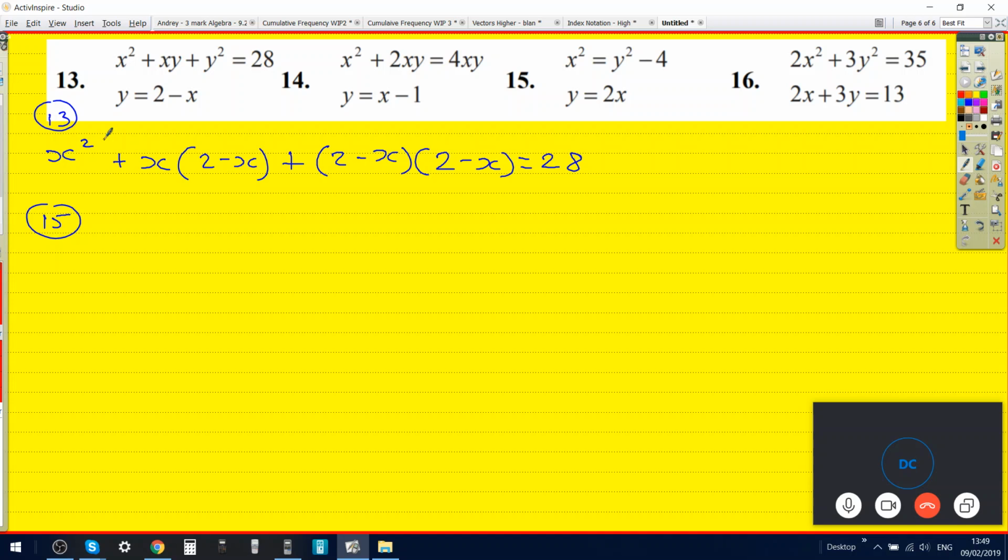X squared equals 2x in brackets, 2x again, minus 4. So x squared equals 4x squared minus 4. And that's fine, that's the difficult bit. Wow, how about question 16? That's a jump in difficulty.